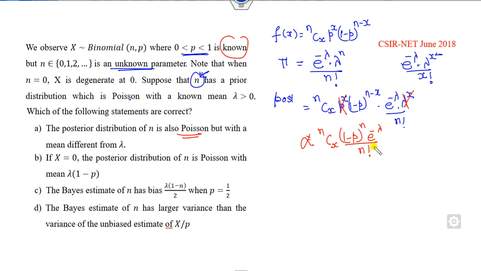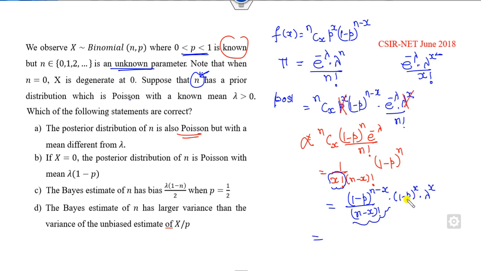nCx, I can write as 1 over x factorial times (n minus x) factorial. The term 1 minus p to the power n. This is also independent of n, so I can skip that. Again x factorial is independent, so I can skip that. So it is (1 minus p)^n over (n minus x) factorial, fine. Now I can multiply and divide by this term, and simply say lambda raised to power x also. I can write this quantity as lambda^x times (1 minus p)^(n minus x) over (n minus x) factorial.